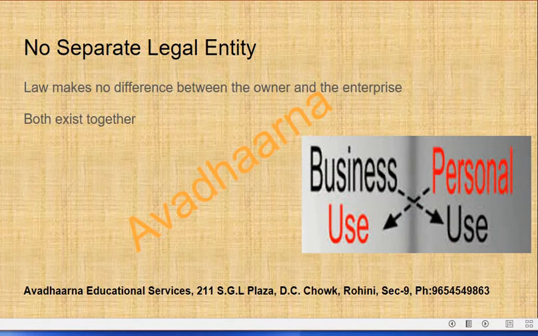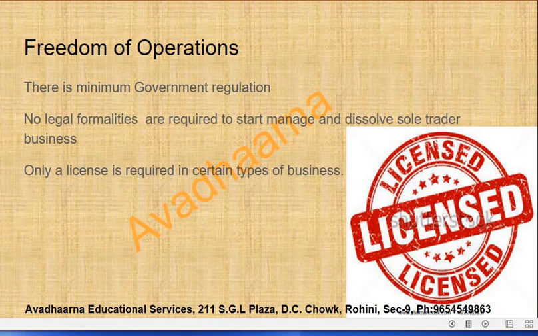No separate legal entity. Law makes no difference between the owner and the enterprise. Both exist together. Freedom of operation. There is minimum government regulation. No legal formalities are required to start, manage, and dissolve a sole trader business. Only a license is required in certain types of business.